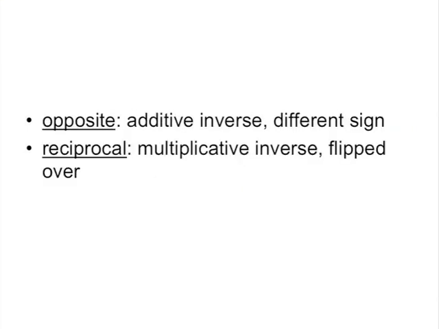Terms for us here. Opposite is what we call the additive inverse, or it means it has a different sign to it. So 2 and negative 2, 3 and negative 3. Every number has an opposite. You just throw a negative in front of it, or if it already has a negative, you take the negative away. Okay? It's what we add to each other to get that identity value of 0.